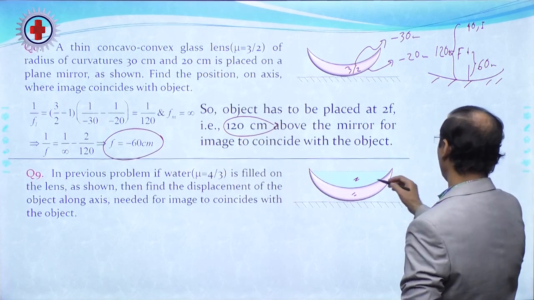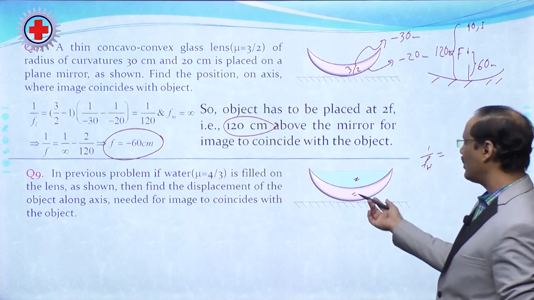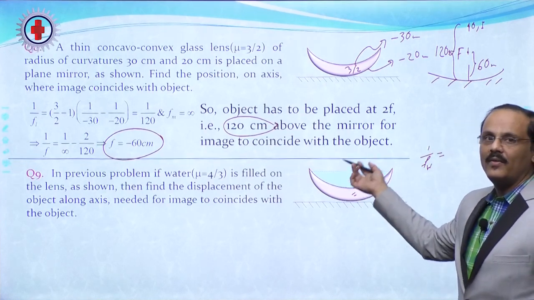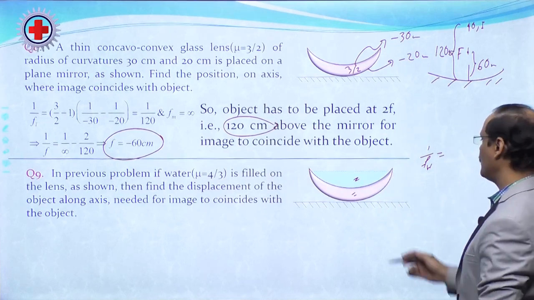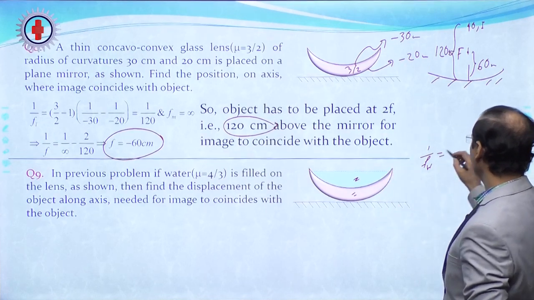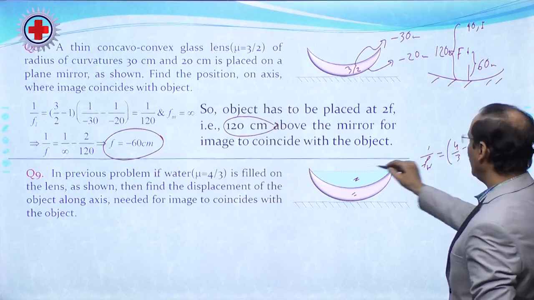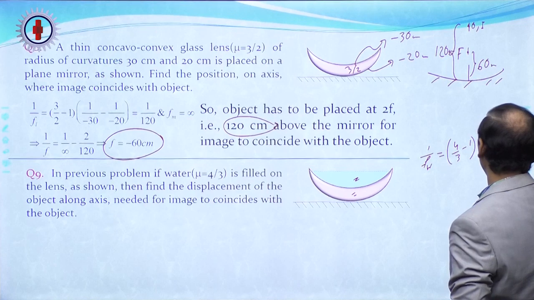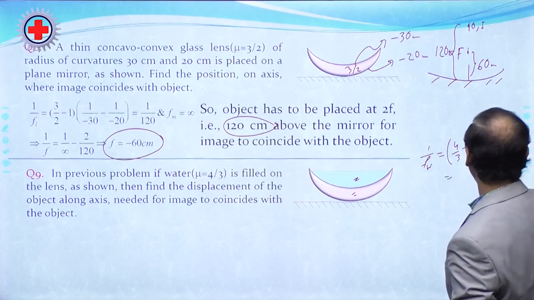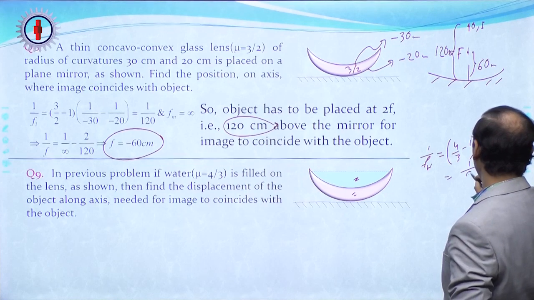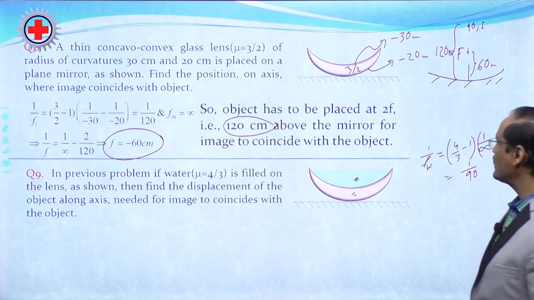So, if we get the focal length of the water lens, 1 by Fw, again be careful, we are not bothered about the refractive index of either side. We need to take the focal length in air, because the common medium is air. So, we get 4 by 3 minus 1 into plane surface has radius of curvature infinity minus 1 by minus 30. So, it is 1/3 into 1 by 30, that is 1 by 90. So, the water lens has focal length 90 centimeter.